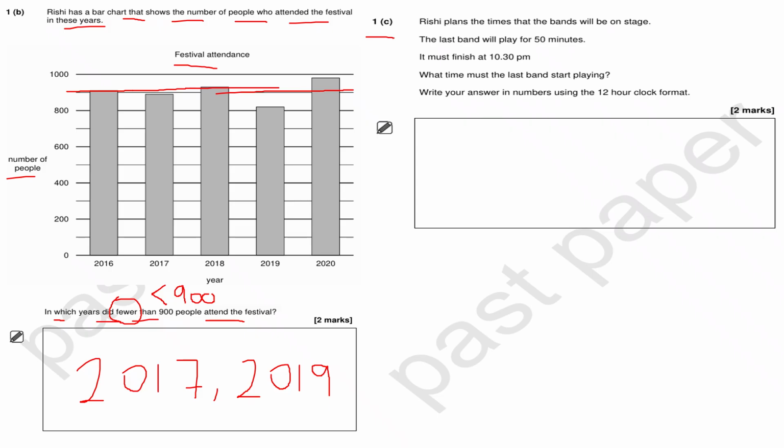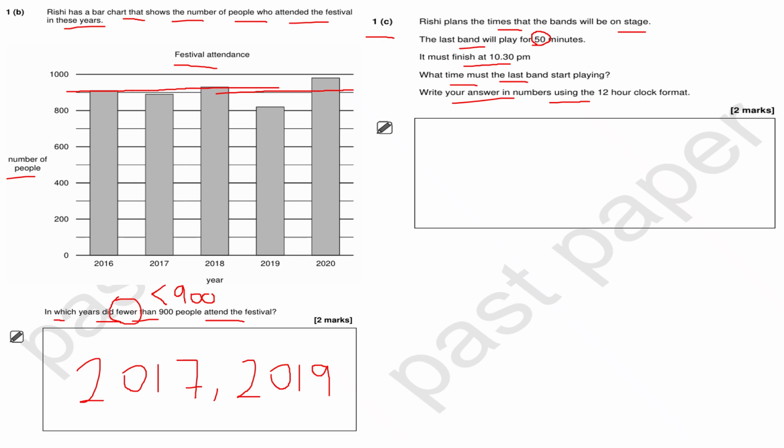Rishi plans the times that the bands will be on stage. The last band will play for 50 minutes. Very important: it must finish at 10:30 p.m., so 10:30 at night. What time must the last band start playing? Write your answer in numbers using 12-hour clock format.